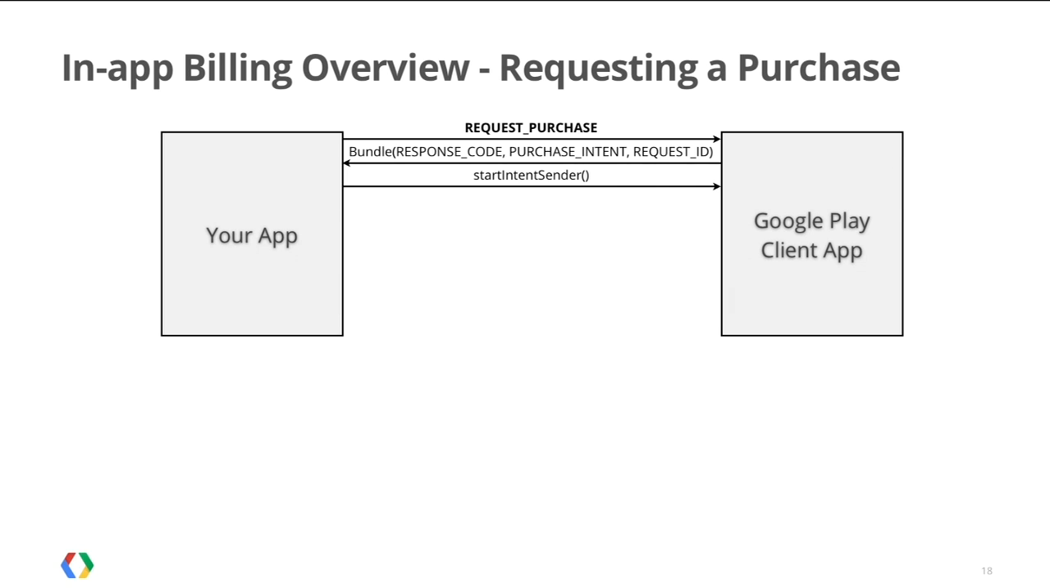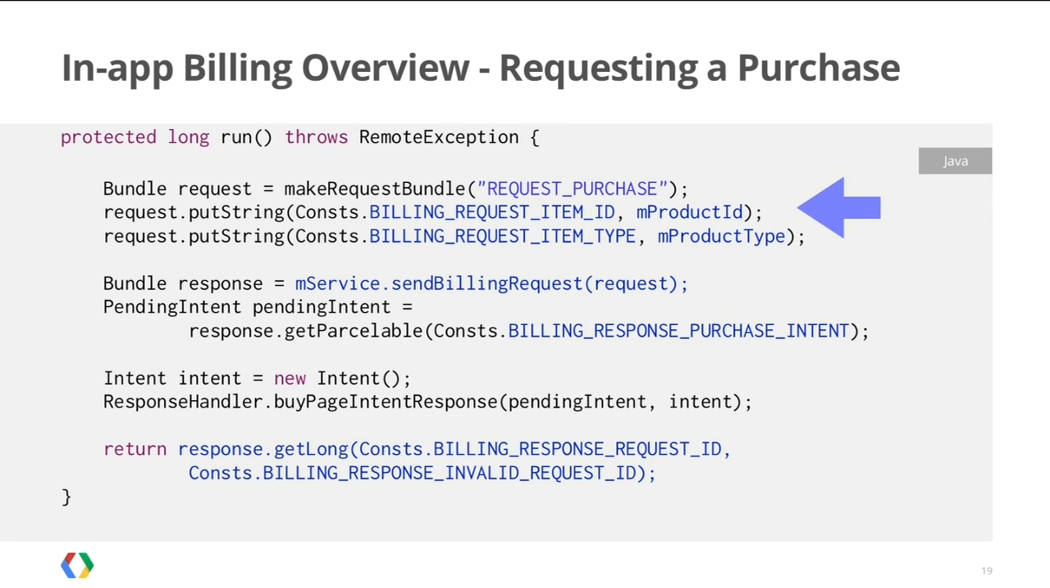Next, you get that intent. You're at the application. The user now wants to purchase, let's say, a sword. And now you start the intent. It goes into the Google Play interface. And here's a quick code snippet of how this would work.